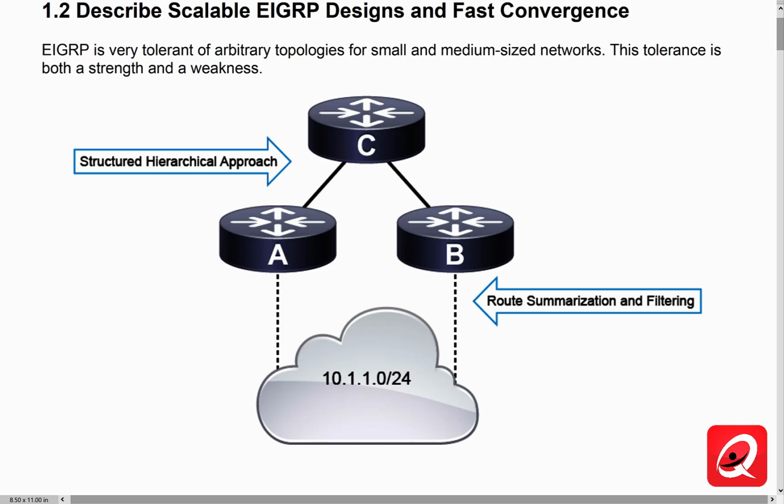We use DUAL in EIGRP, the Diffusing Update Algorithm. And that algorithm is pretty critical to how EIGRP functions. And part of that is to select not only our best route, which is our successor route, but also to select our next best route, which is our feasible successor, as long as that feasible successor meets the feasibility condition.